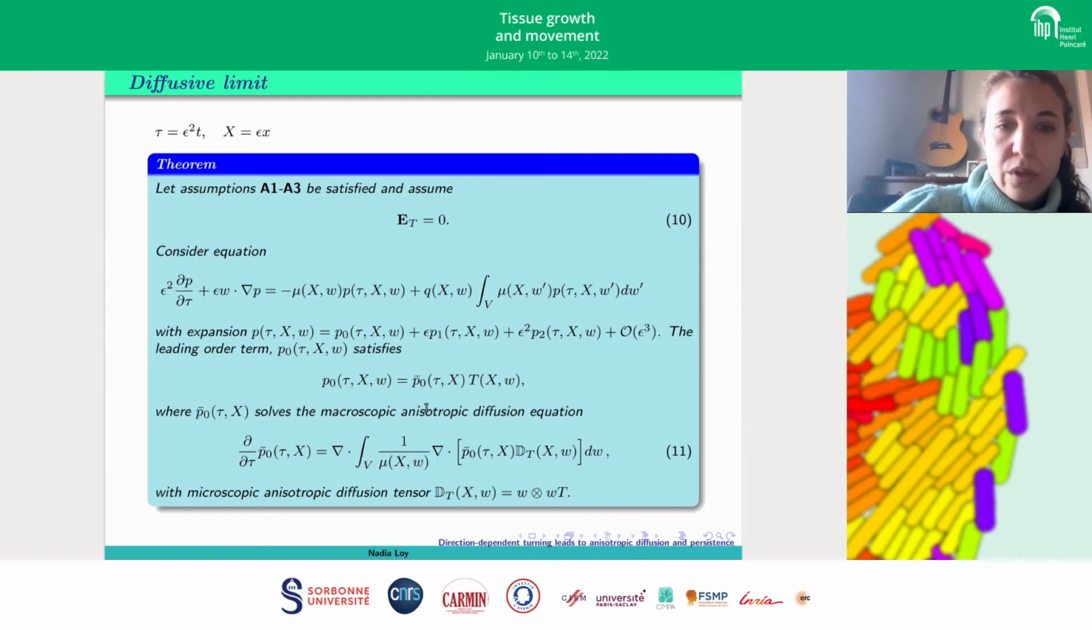That means that all the mass is in the leading order term, and it is proportional to the Maxwellian T of our system. So T that was given by 2 over mu. And this macroscopic cell density satisfies this macroscopic anisotropic diffusion equation, where this D_T is a macroscopic anisotropic diffusion tensor that's given by this quantity.